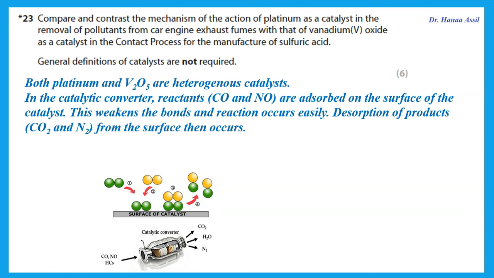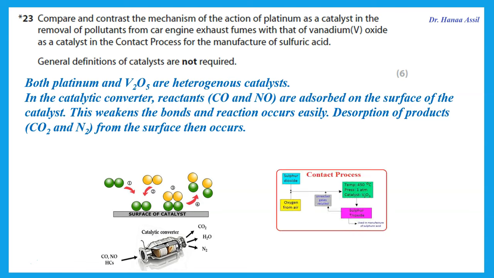So both of them are heterogeneous catalysts, and you should realize that in the catalytic converter, the reactants, carbon monoxide and oxides of nitrogen, are adsorbed on the surface of the catalyst. This weakens the bonds and the reaction occurs easily, and then the products, carbon dioxide and nitrogen, are desorbed from the surface of the catalyst. So this is how the catalytic converter changes the harmful gases, which are carbon monoxide and oxides of nitrogen, into safer gases, which are carbon dioxide and nitrogen.